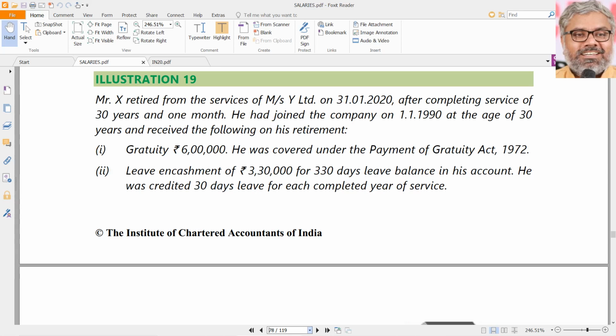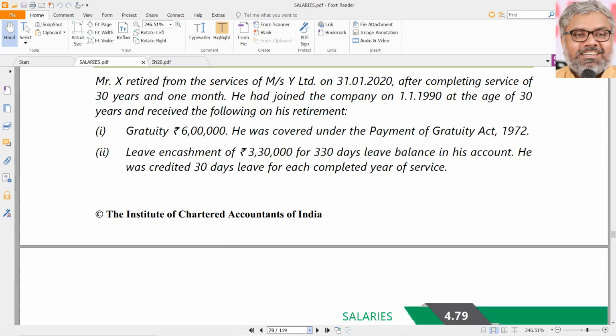But as of now, important information is he served the company for 10 months during the previous year, and after retirement there were 2 months in the previous year. And he has completed 30 years of service.